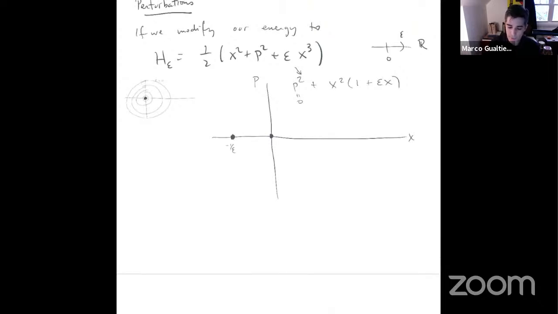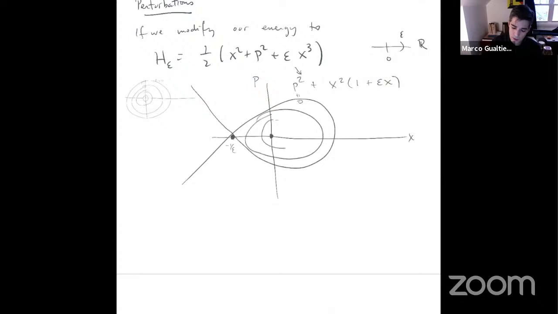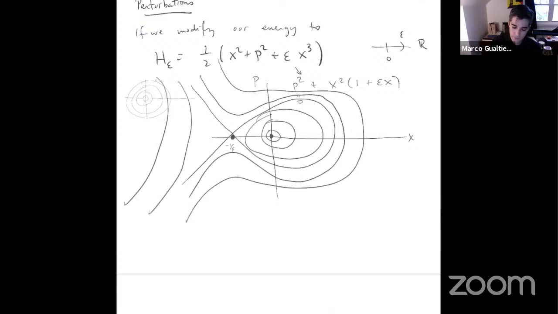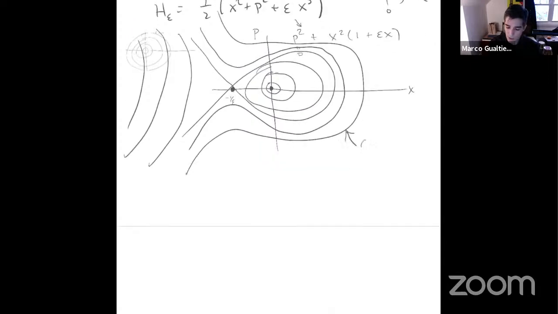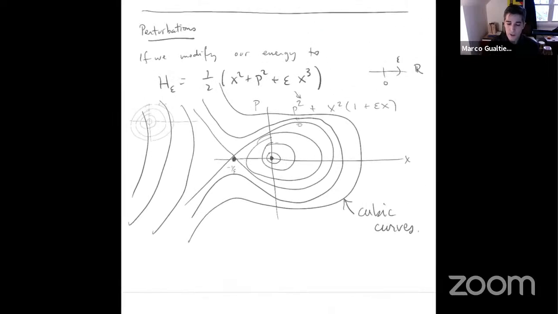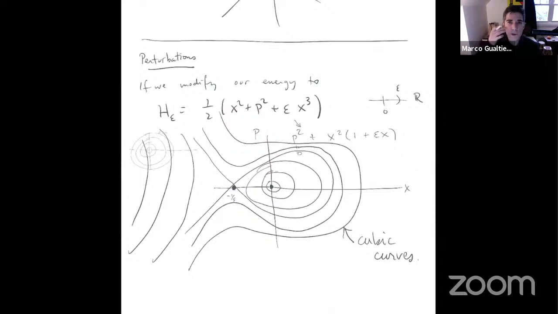Anyway, if we work out what the level sets are, it's going to look like this. So there's going to be a fishtail, like this, and like this. So these are cubic curves. The interesting thing is that just by putting a little epsilon there, you can see a lot about how the system is going to change.